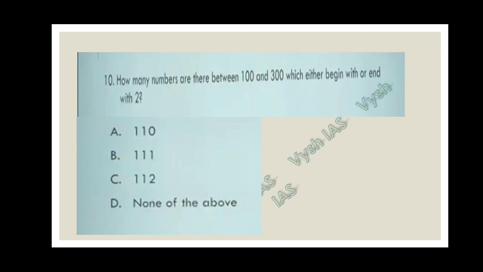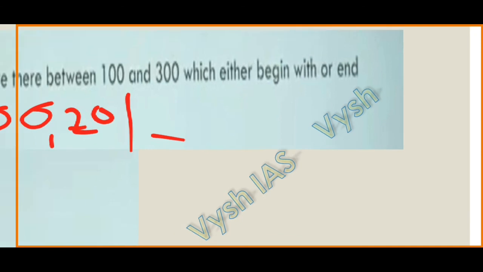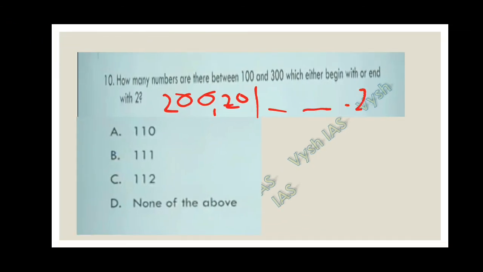How many numbers are there between 100 and 300 which either begin with or end with 2? So they are asking from 100 to 300, which begin with 2 or end with 2. So let's take beginning with 2. If we take beginning with 2, it will be from 200, 201, till 299. Okay, till 299. There are 100 numbers which are possible.